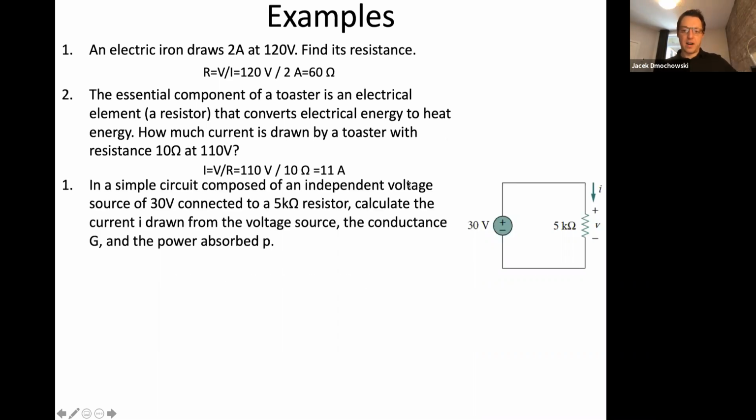Okay. Our next question. In a simple circuit composed of an independent voltage source of 30 volts connected to a 5 kilo ohm resistor, calculate the current drawn from the voltage source, the conductance G, and the power absorbed P. So let's start with the current I here. How do I get I if we have a 30 volt source and a 5K resistor?